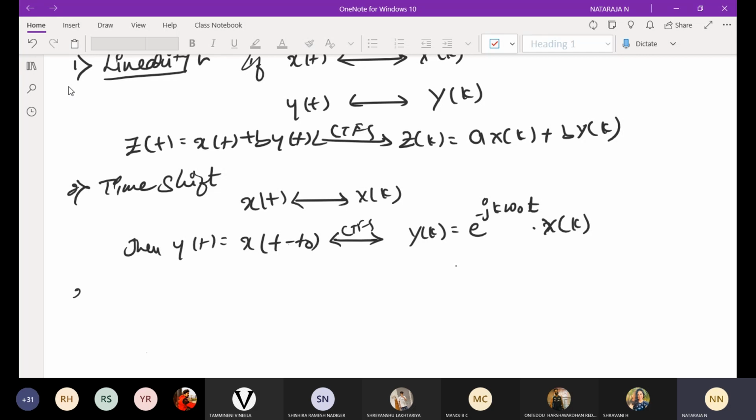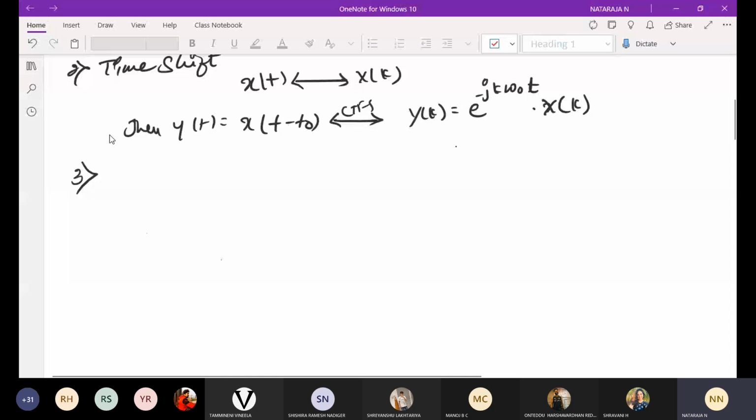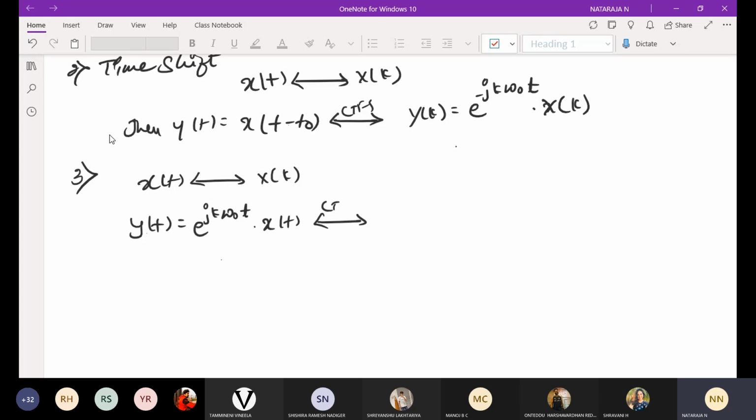Next, the third one is frequency shift. Same x of t, CTFS of x of t will be x of k. Then y of t is equal to e power j k naught omega naught t into x of t. If I apply CTFS over the signal y of t, I am going to get y of k is equal to x of k minus k naught. In the frequency domain it will not change, but in the time domain n changes to t, comparing DTFS and CTFS. Now you can try, you will get some idea.